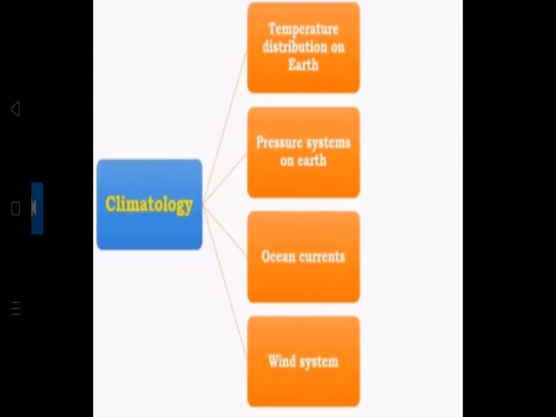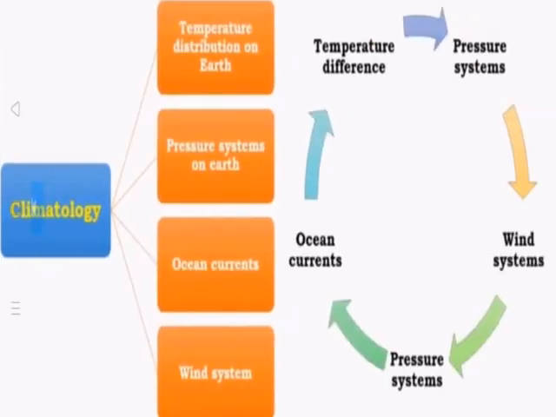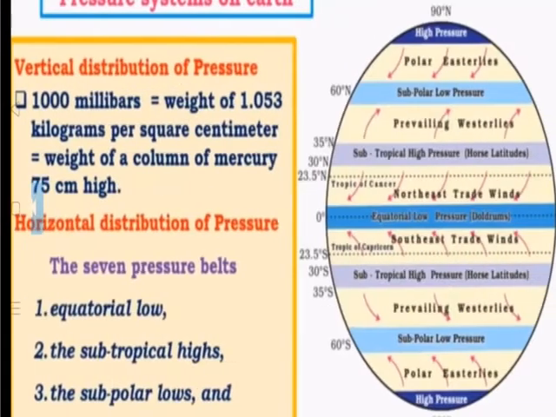Now, if you look at this diagram, when we talk about climatology, temperature is taken into consideration, pressure systems on Earth, ocean currents, and wind system. What we are going to concentrate on right now is pressure systems on Earth. This is how it works. They all are connected with one another. They are linked: ocean currents, temperature difference, pressure system, wind systems, all of those.